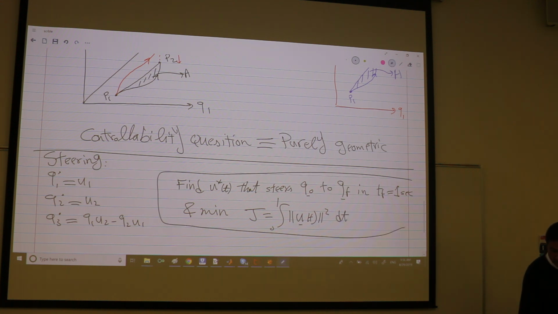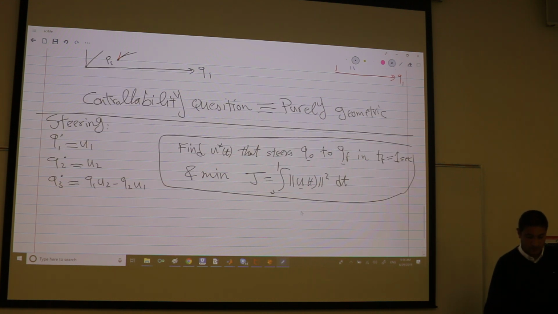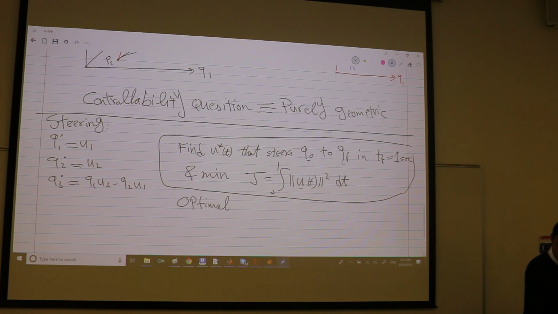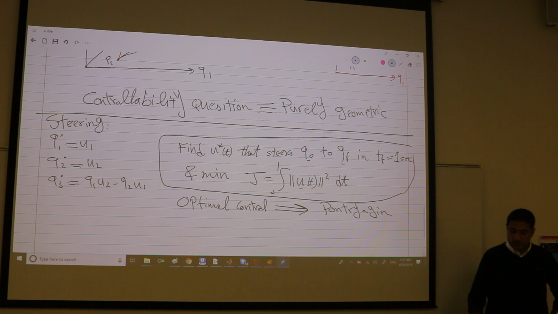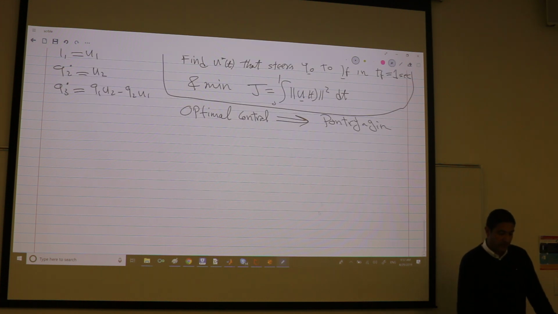What type of problem is that? What do you call this problem? Optimal control. Optimal control problem. Very good. So how do you solve it? Pontryagin maximum principle. But we didn't take optimal control in this course. I will not rely on some of you taking optimal control.